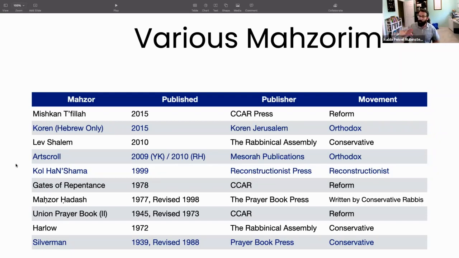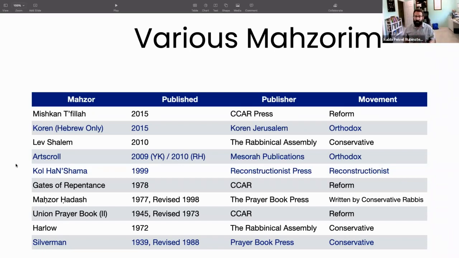And you can see there's a whole host of them: Reform movement, Conservative movement, Reconstructionist movement, Orthodox movement, non-denominational, but happens to be written by some conservative rabbis, right? There's so many mahzorim out there. And we talked a little bit about the history of what exactly is a mahzor and where that word comes from last week. So if that's something that interests you and you weren't here last week, by all means, I encourage you to check out that video. It's right at the start of last week's lesson.